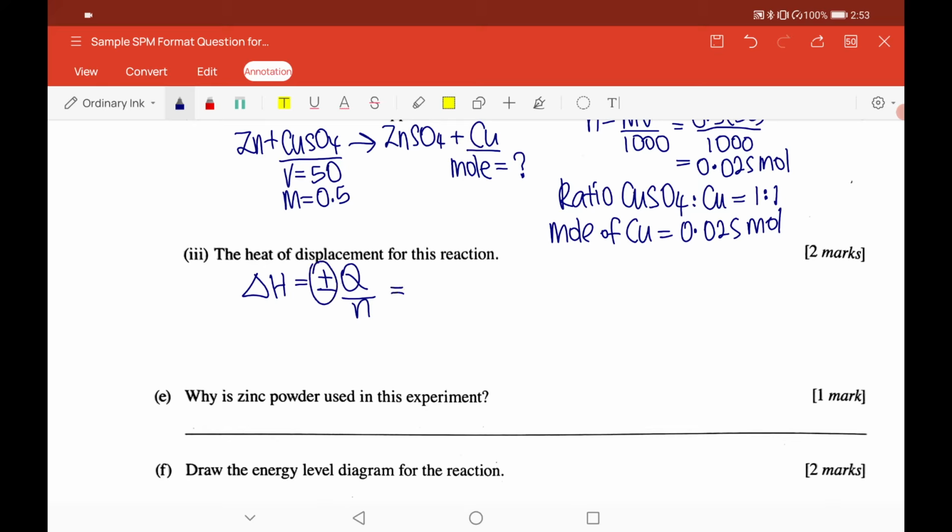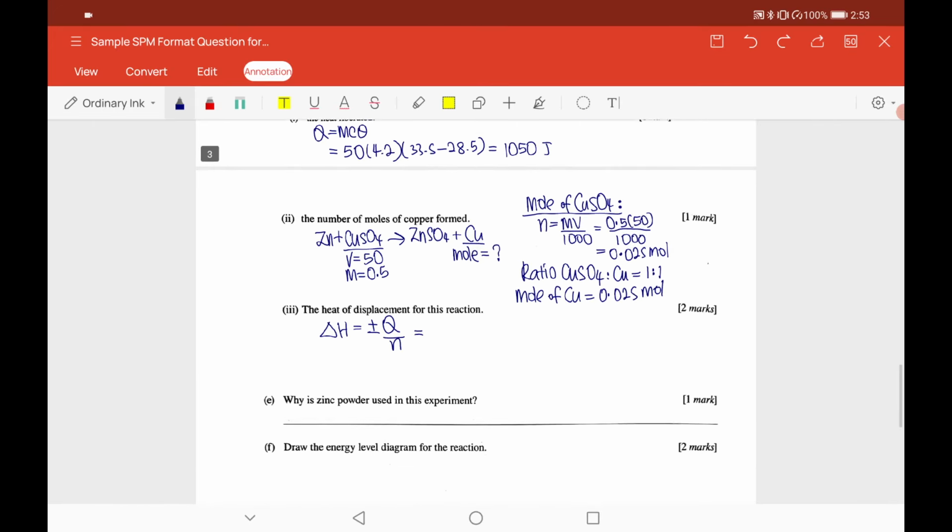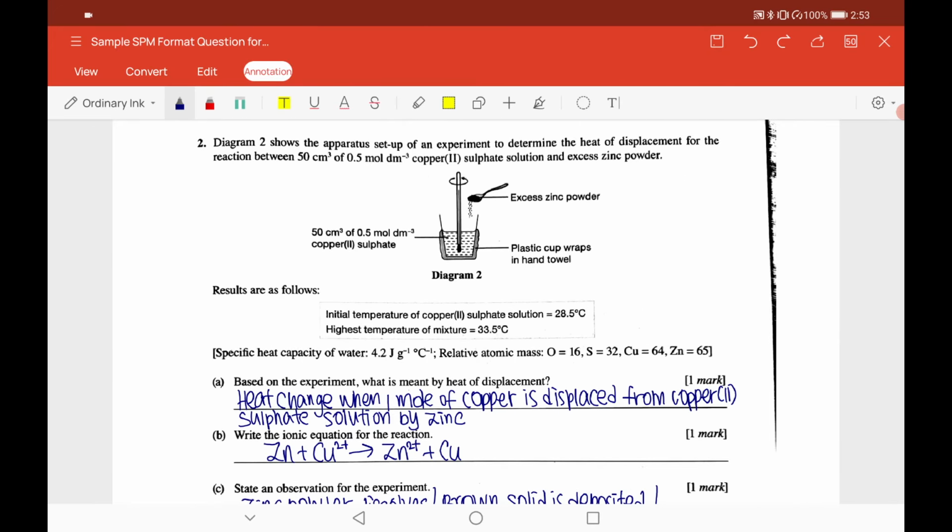Should we use positive or negative here? Positive or negative depends on whether the reaction is endothermic or exothermic. How do we know the reaction is endo or exothermic? In this question, they never use the word endothermic or exothermic. They didn't tell us directly. So if the question never tells us directly, how are we going to know?